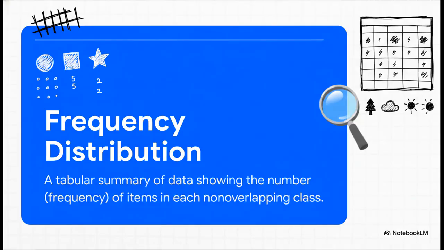So, the first tool we're going to use to fight this chaos is called a frequency distribution. Now, that sounds super technical and complicated, but I promise it's incredibly simple. It's really just a fancy name for a table that counts how many of each thing you have. That's it. We're just making a list and counting them up.